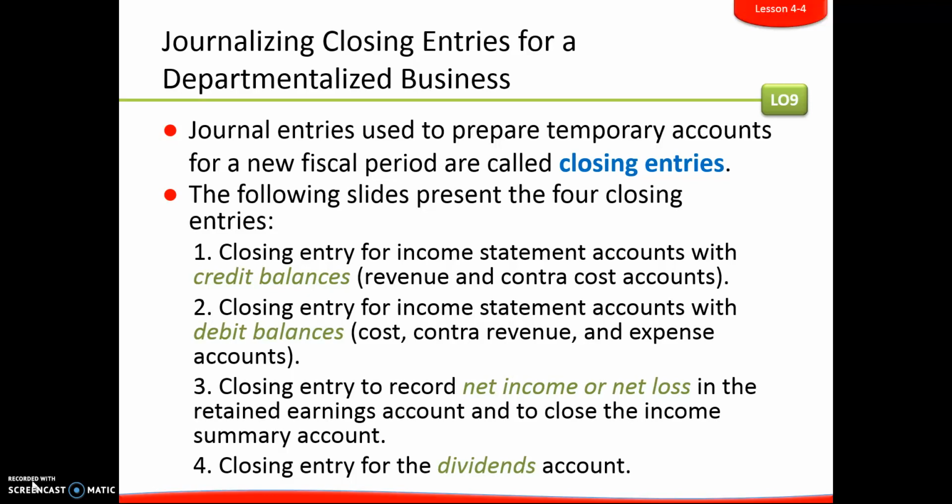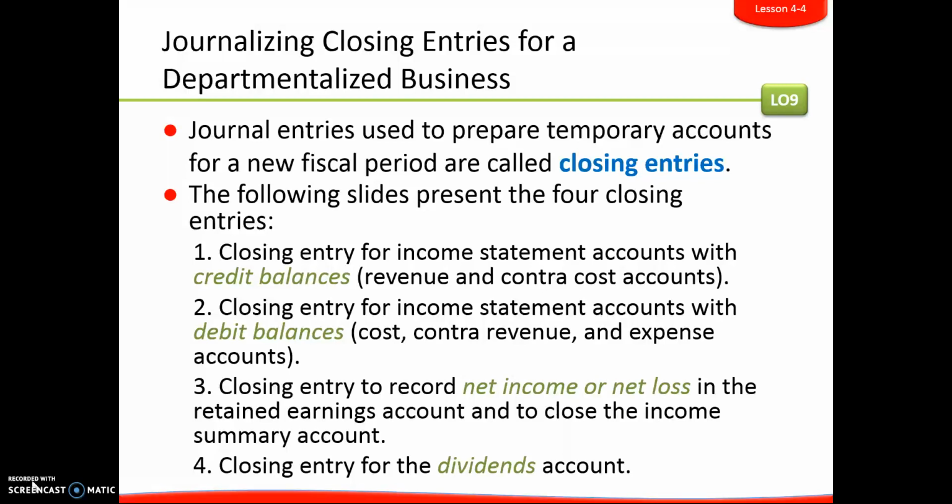Remember that at the end of a fiscal period, we need to prepare all of our temporary accounts for the next fiscal period. So we do our closing entries where we close out all of our temporary accounts. Our permanent accounts are left. We have 4 closing entries that has not changed. It's just going to be that some of those entries will have quite a few accounts in them.